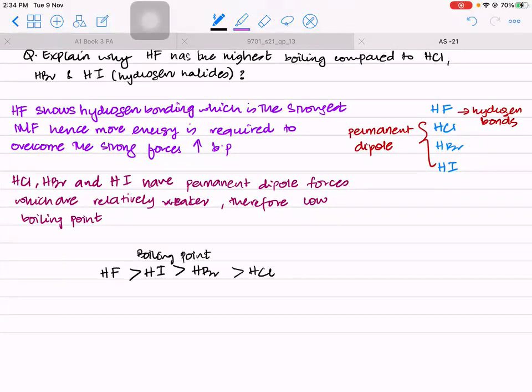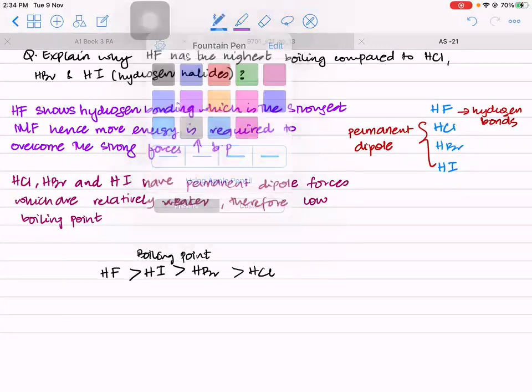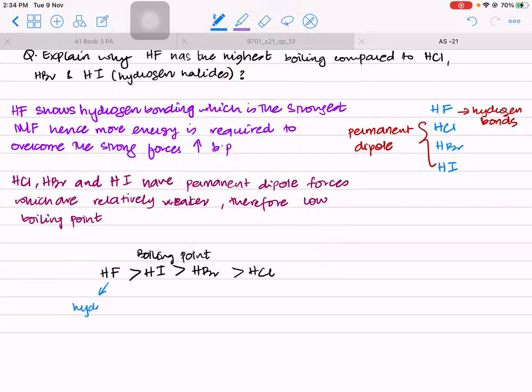Yes? And why would HF be the highest? Because of hydrogen bonding. And what about the rest of them? They all have permanent dipole forces, but HI has the most number of electrons. Clear? Is this clear?